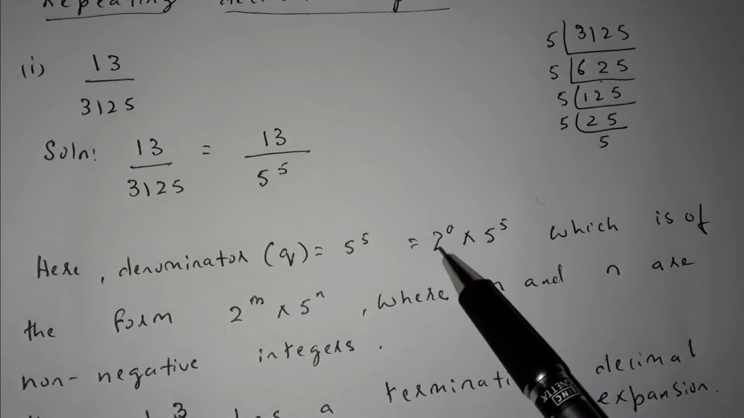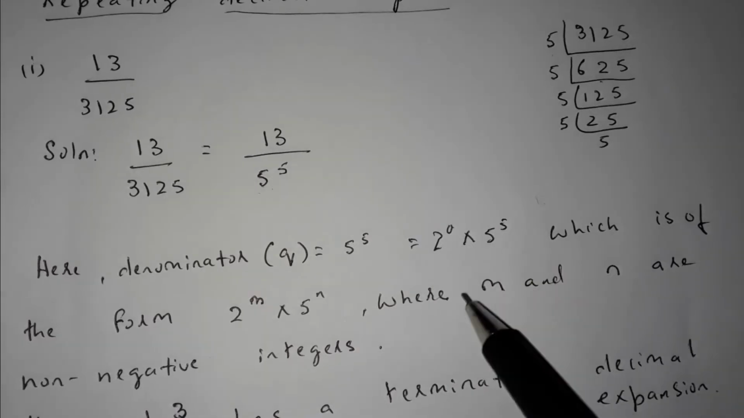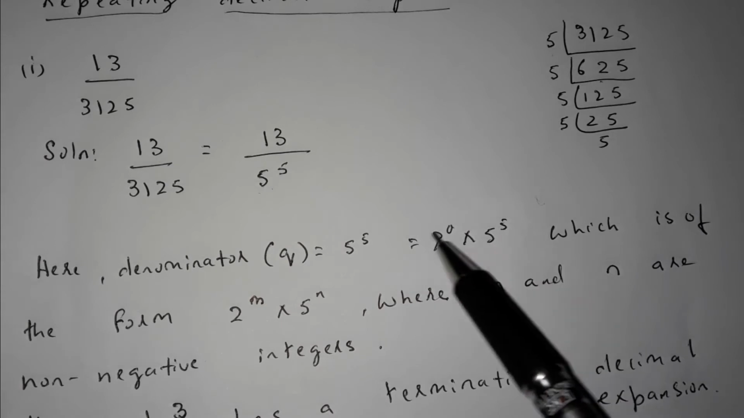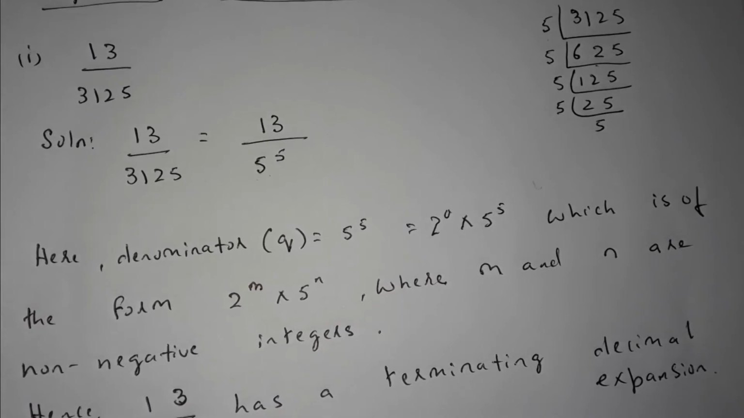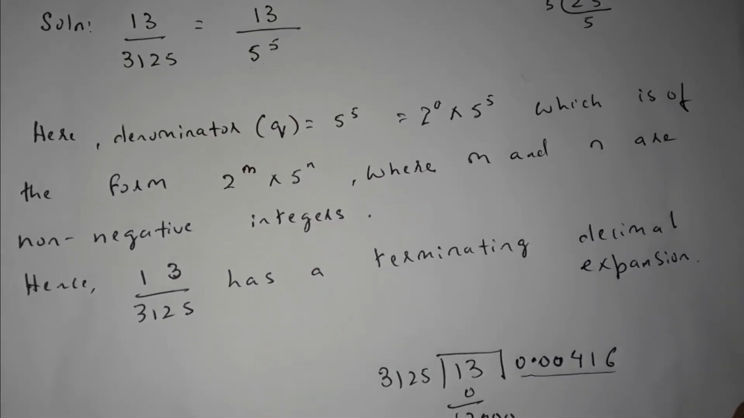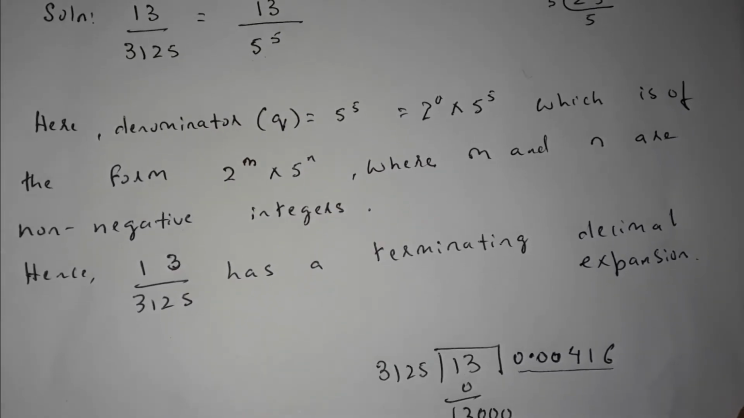There are only 5s, so 2 to the power 0 becomes 1. So fine, 5 to the power 5. So this is of the form 2^m into 5^n. That's why 13 by 3125 is a terminating decimal expansion.